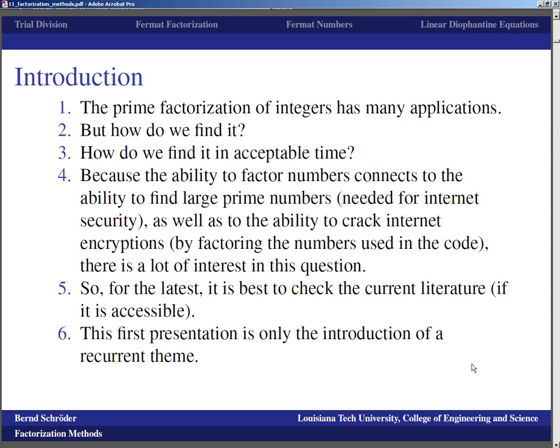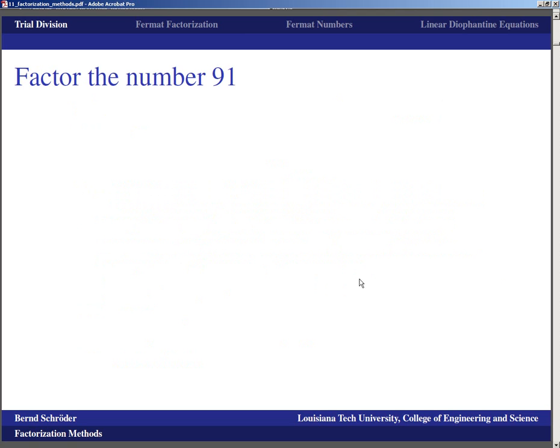In this first presentation, we're just going to start introducing a recurrent theme, because we're going to talk about factorization algorithms very much repeatedly. As I mentioned in the introduction to the course, a large part of this course could basically be considered: how do you check whether something is a prime number, and how do you factor certain numbers? Okay, so trial division, the elementary way to approach numbers.